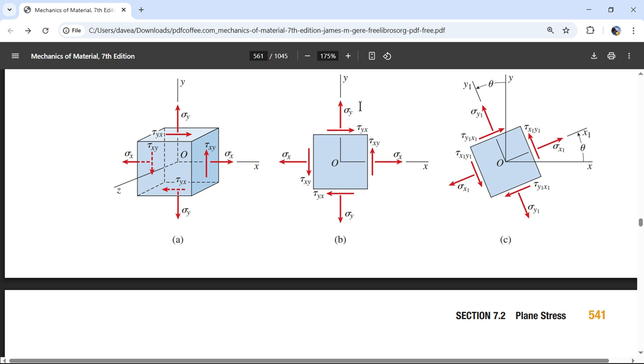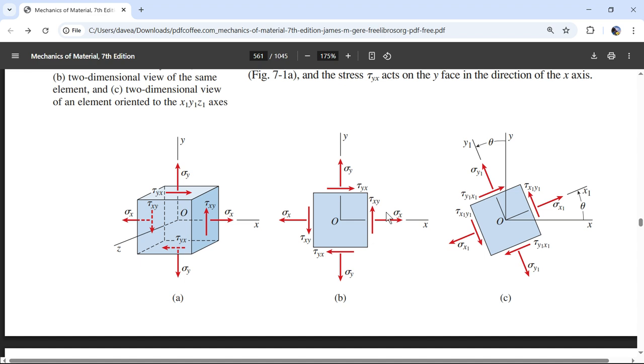I think just by symmetry, from a free body diagram perspective, this tau negative y negative x is equal to this shear stress tau yx. So if this is tau yx on the positive face in the positive direction, then its opposite is the same. So these two are going to be the same. I think that might be a better way to say it. I don't know actually how they say it technically, but all right.